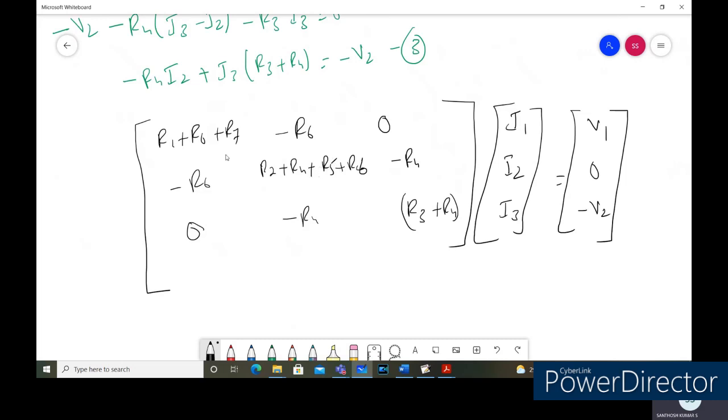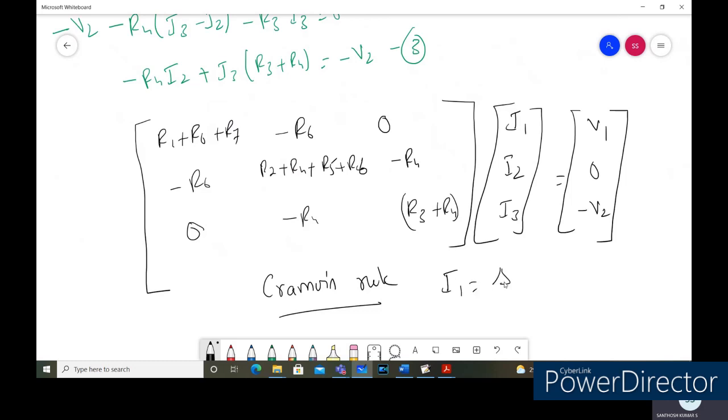To solve this, we can use the calculator or the equations method to find the 3 unknowns. Or else we can use Cramer's rule, where we can find the currents I1, I2, and I3.